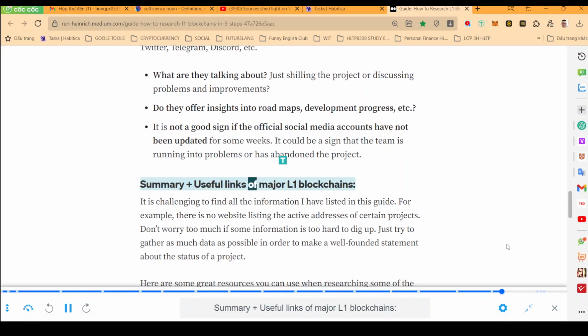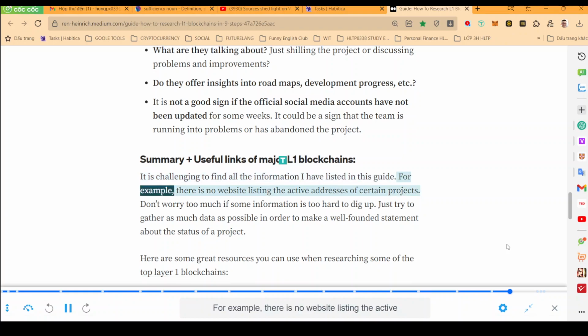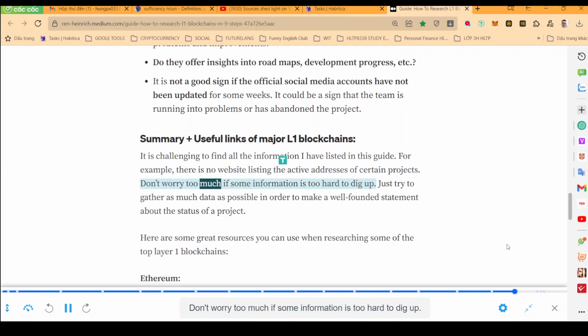Summary: useful links of major L1 blockchains. It is challenging to find all the information I have listed in this guide. For example, there is no website listing the active addresses of certain projects. Don't worry too much if some information is too hard to dig up.